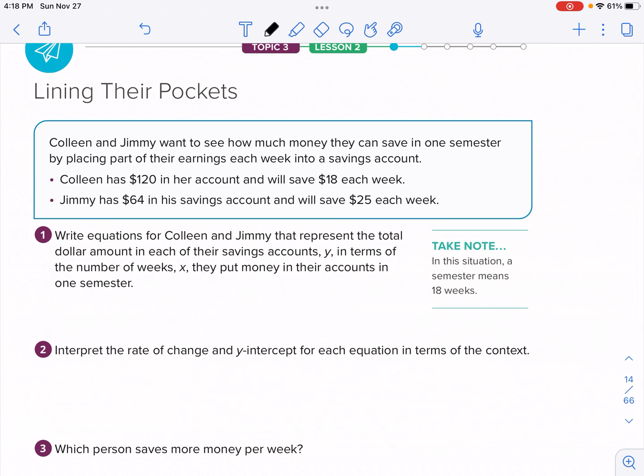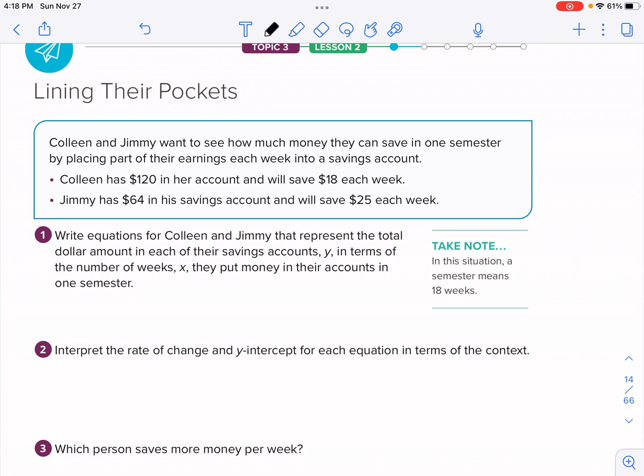So the situation we have here is that 2 people are trying to save money. All right, let's read this. Colleen and Jimmy want to see how much money they can save in one semester by placing part of their earnings each week into a savings account. Colleen already has $120 in her account, but commits to saving $18 each week. Jimmy starts with slightly lower. He starts with $64 in his savings account, but will save slightly more money each week at $25 each week.